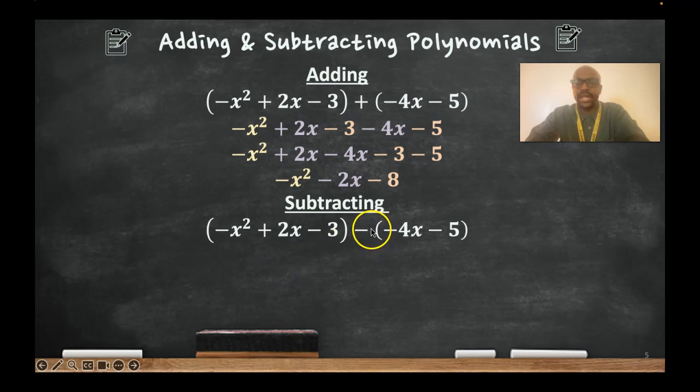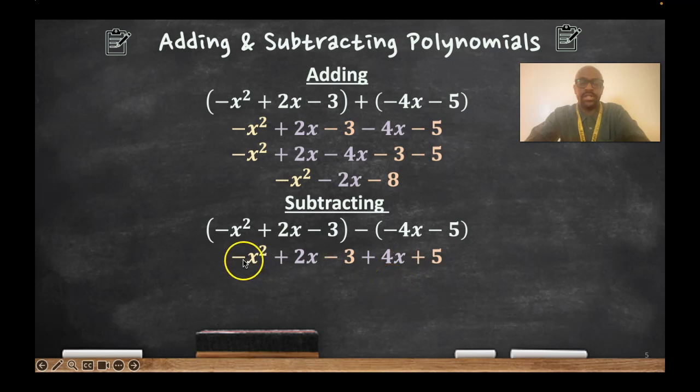And then because this is a negative 1, this is like having negative 1 times negative 4x. Now it's going to be a positive 4x. Negative 1 times negative 5, now that's going to be a positive 5. As you can see, based off the color coding, you can see the like terms.